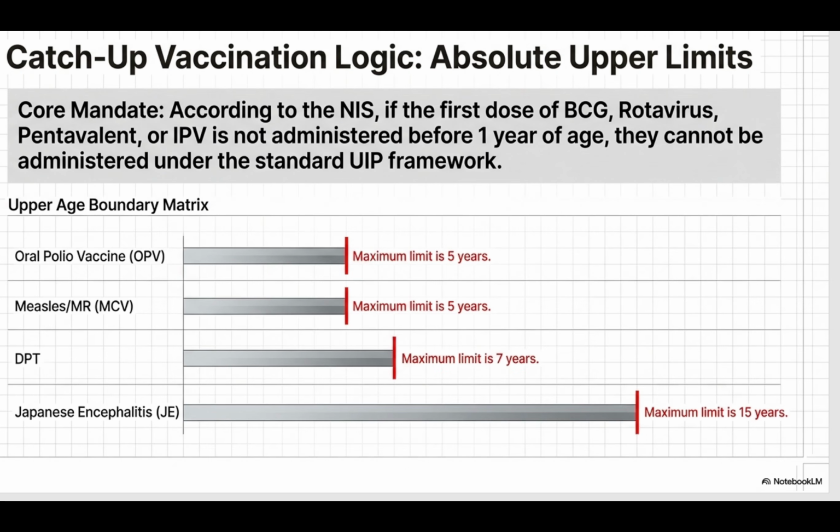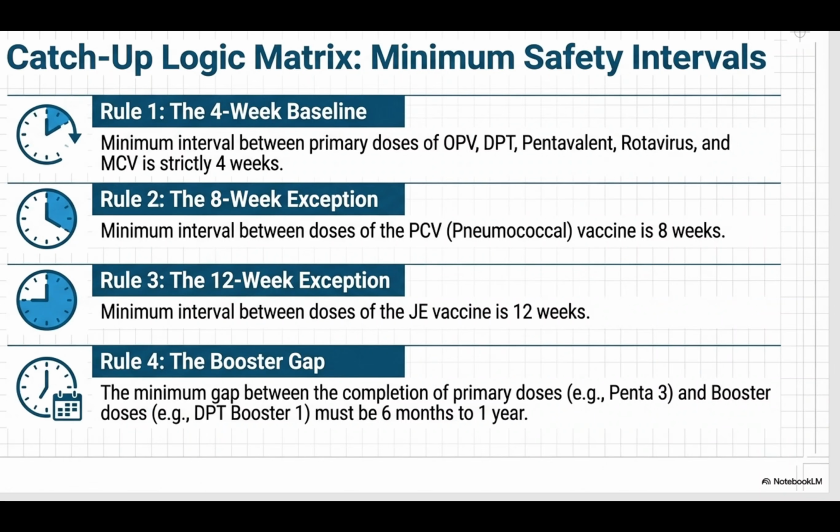BCG can be given up to 1 year. Rotavirus, pentavalent and IPV all can be given up to 1 year. They cannot be given beyond 1 year. OPV can be given up to 5 years. Measles containing vaccine can be given up to 5 years. DPT containing vaccine can be given up to 7 years. And JE vaccine can be given up to 15 years. This is the logic of successive doses when you start the catch-up regime of the vaccines. The booster dose of this regime should be at least 6 months to 1 year after the primary series is over.